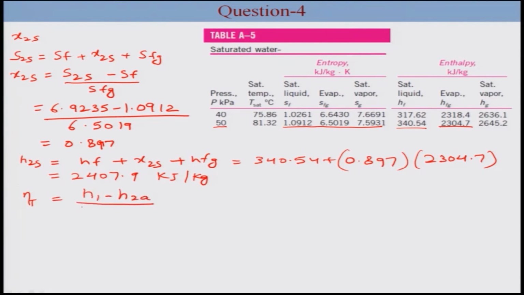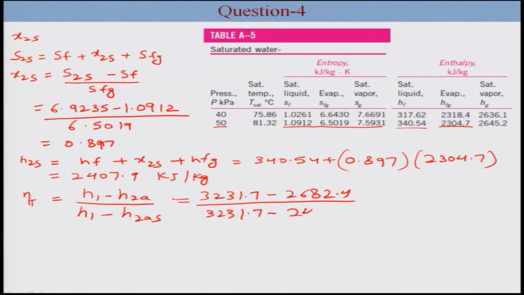Now, the isentropic efficiency of the turbine is given as H1 minus H2A for the actual process, divided by H1 minus H2S for the isentropic process. All the values are known. So, this will give 3231.7 minus 2682.4 divided by 3231.7 minus 2407.9, and this is equal to 0.667 or 66.7%. So, the isentropic efficiency of the turbine is 66.7%.